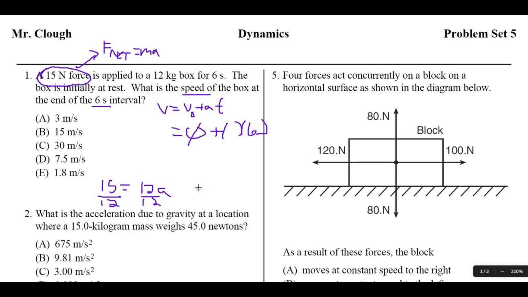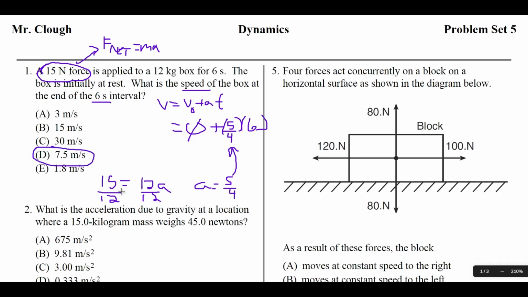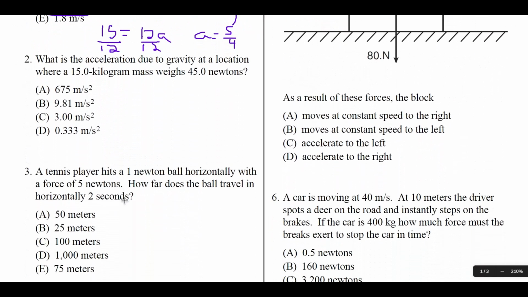This ends up being, I don't have a calculator on hand, but about 5/4. Then this number can get plugged into here. And now I have my acceleration that I can then use to find the final velocity, and we should end up getting 7.5 for this. All right. We'll move on to question 2. So pause the video, work yourself, and we'll go in a second.